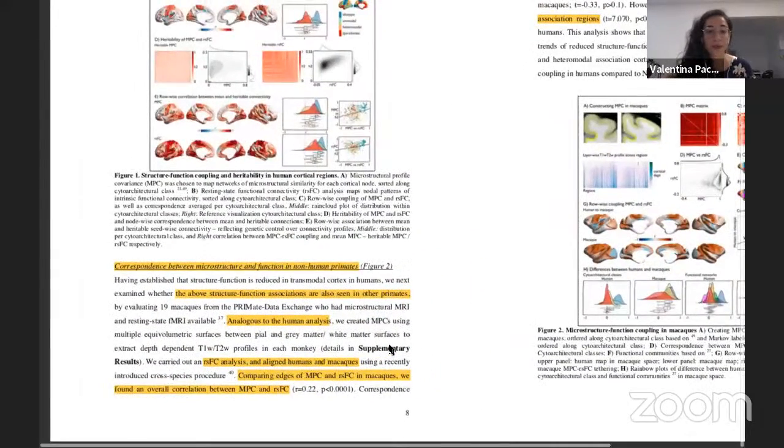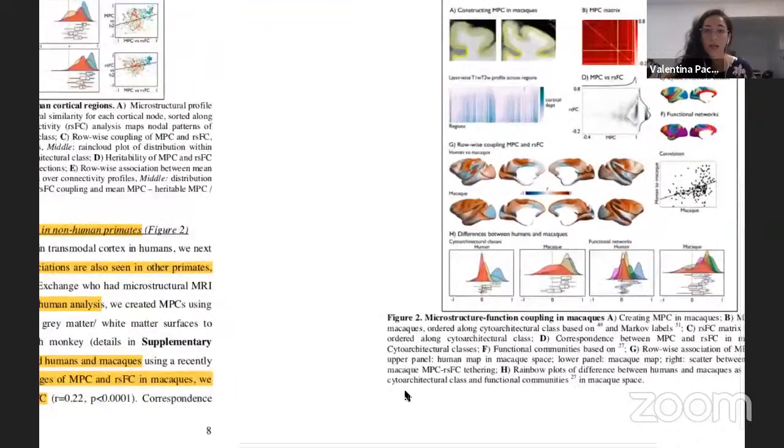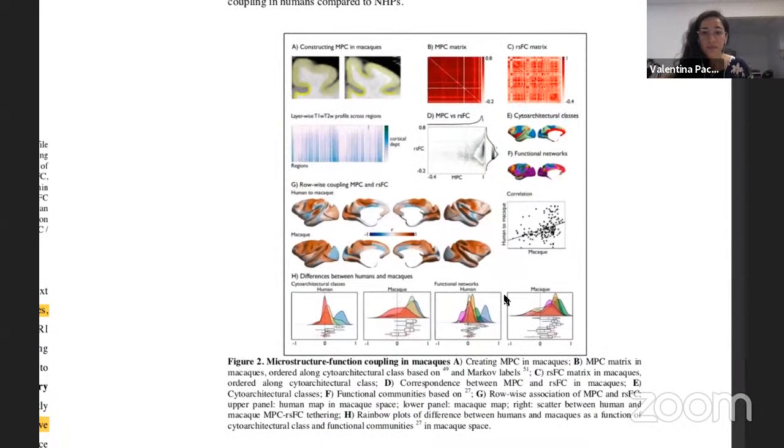And then they compared the structural and functional matrices for the macaques and found a correlation between the structural and functional matrices similar to that of the humans. They see a weaker correlation for transmodal cortices and a higher correlation for unimodal ones.